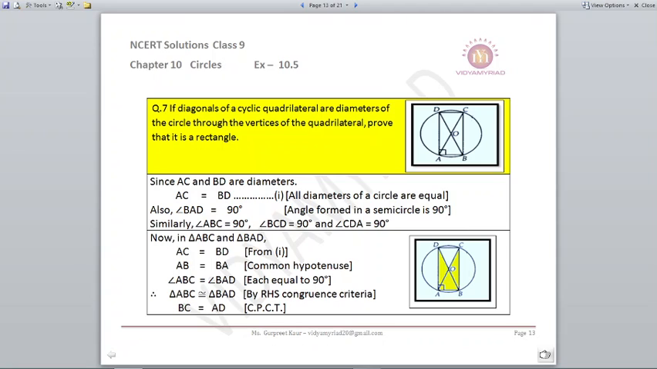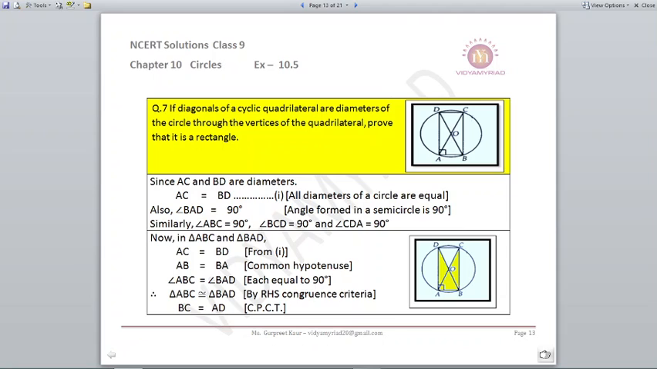And let us prove it now, the triangle ABC and triangle BAD. The yellow part, just focus there. Using that, we can say that AC is equal to BD. We know diameters of a circle are equal. AB is equal to BA, that is the common hypotenuse. And angle ABC is equal to angle BAD. They both are equal, that is 90 degrees.